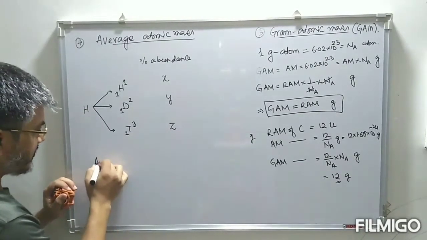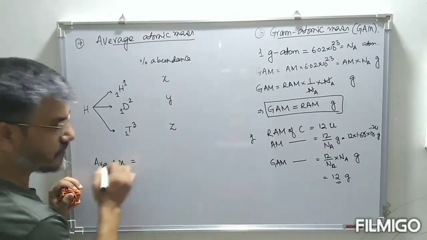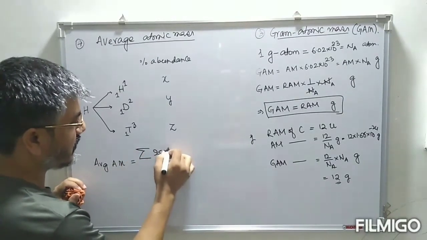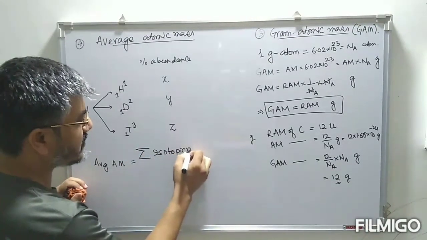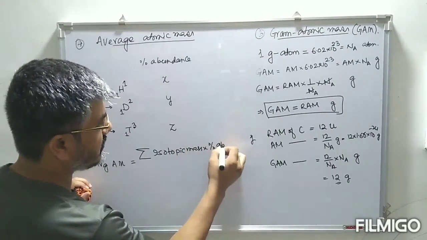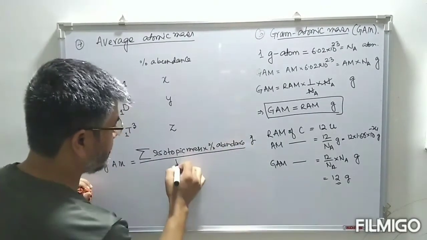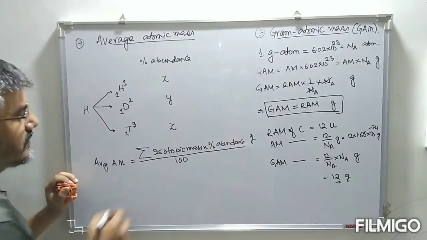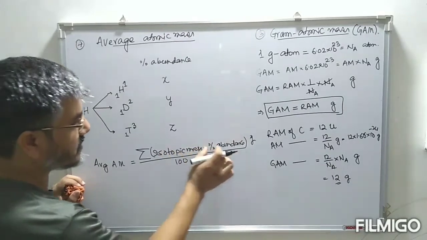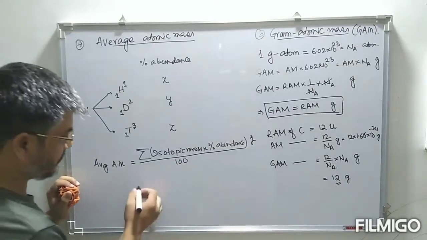Then the average atomic mass of hydrogen is equal to the summation of isotopic mass into percentage abundance divided by 100. So summation of this term, isotopic mass into percentage abundance of each and every component, divided by 100.